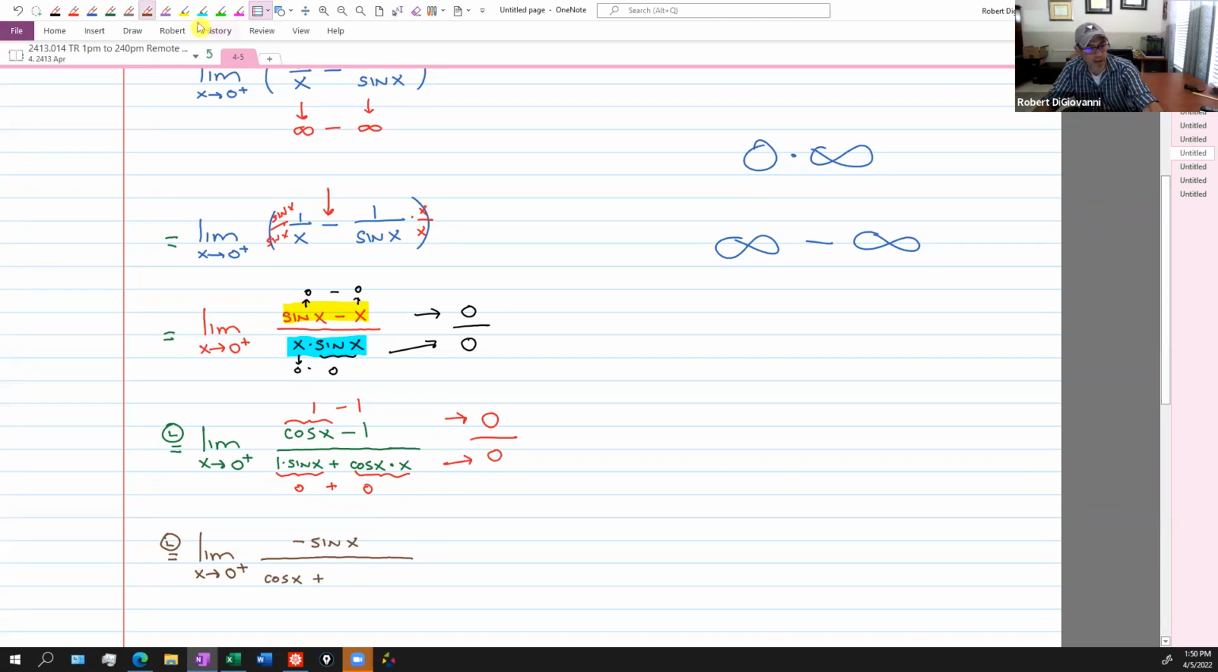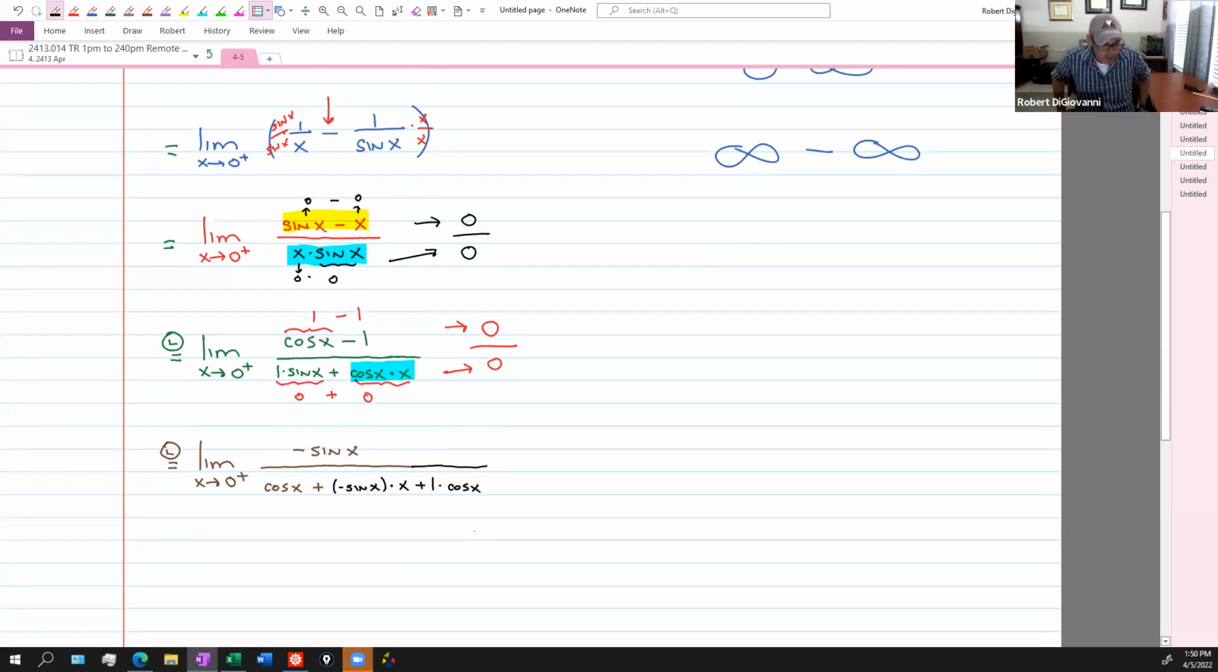Plus, now when I take the derivative of this in blue, that's a product rule, right? So I'll do it kind of carefully here. I've got to take the derivative of cosine, which is negative sine of x, times x plus now the derivative of x, which is 1 times the cosine of x. Need to extend my bar there. That looks bad, but it's going to work this time. It's going to work. Watch.